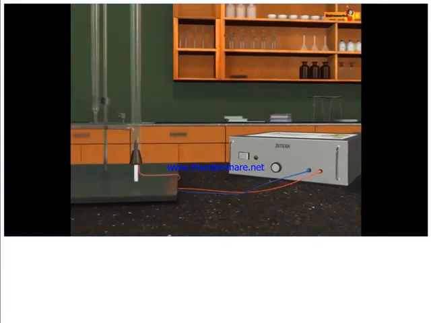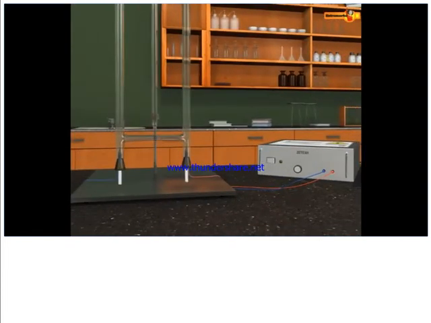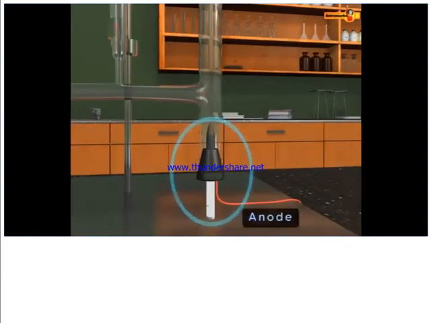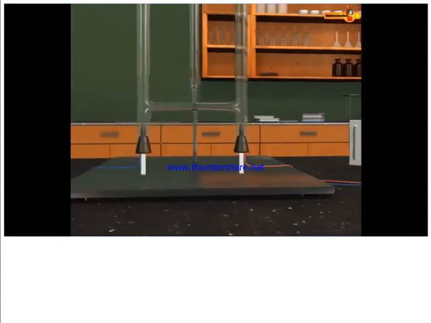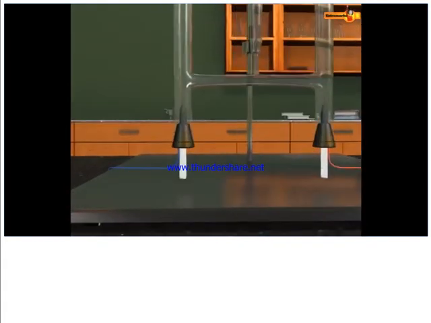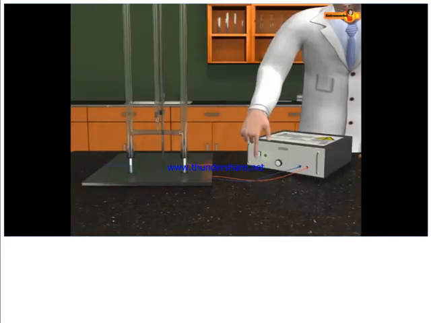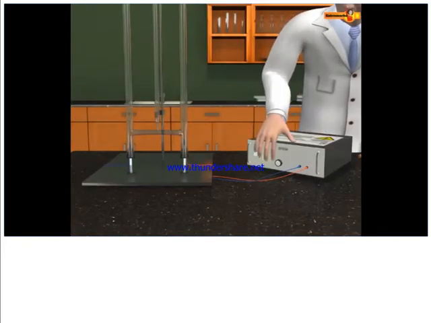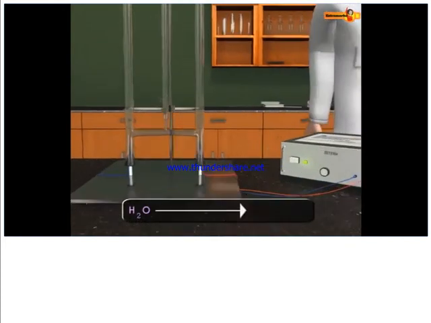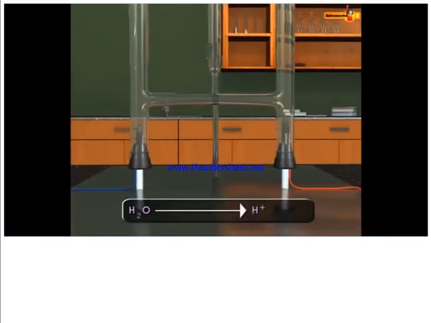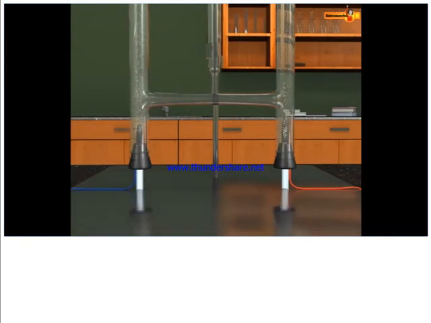The electrode connected to the positive terminal of the battery is called the anode, and the electrode connected to the negative terminal of the battery is called the cathode. When the electric current is passed through the water, it dissociates into hydrogen ions and hydroxyl ions. Observe the slow evolution of the gases.